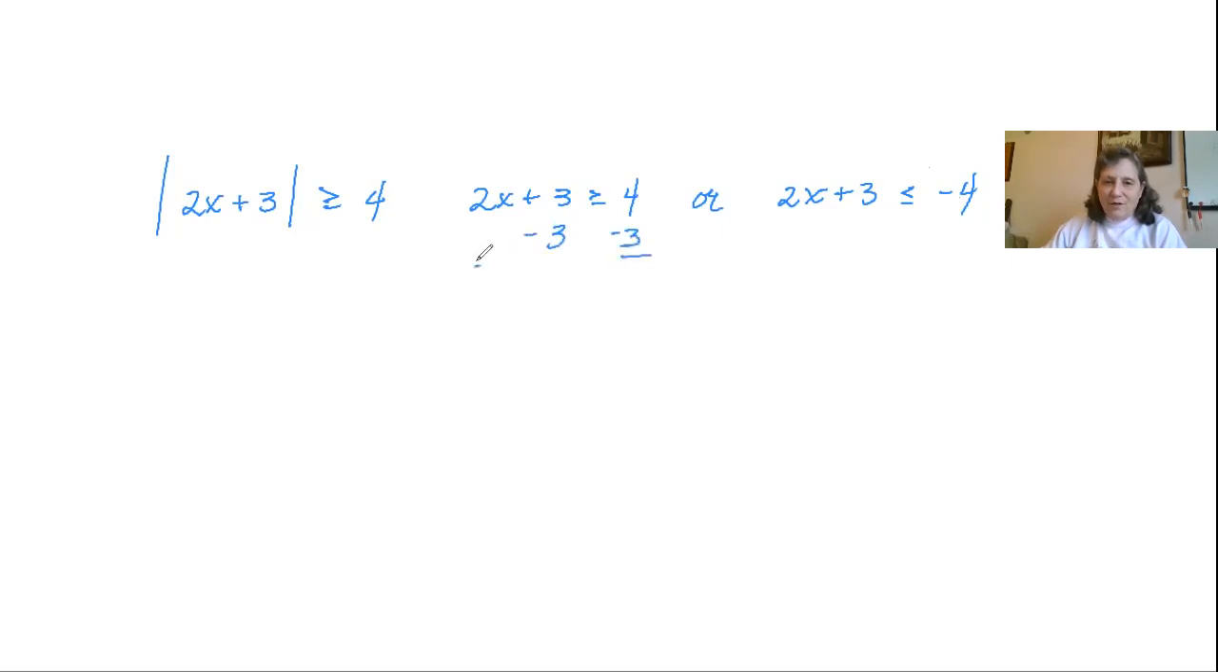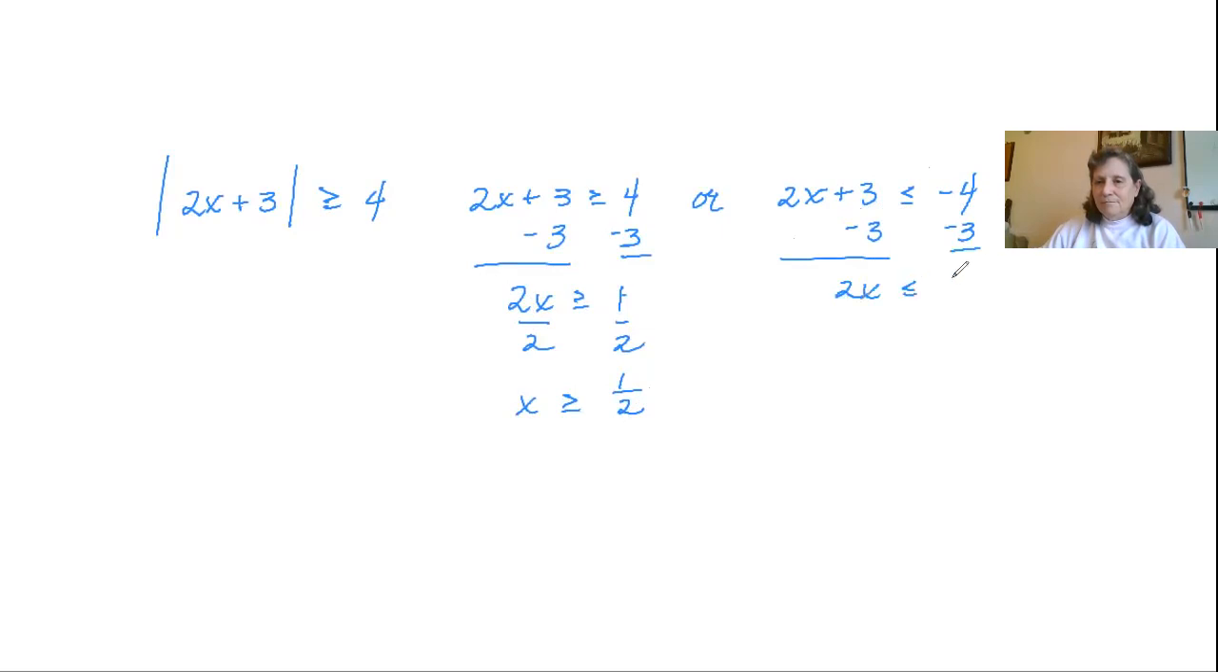So I'm just going to subtract my 3 from both sides and divide by 2 both sides. So one part of the answer is x has to be greater than or equal to 1/2. Or less than or equal to -7/2. Don't think you're always going to get one positive and one negative answer over here. That's not true.